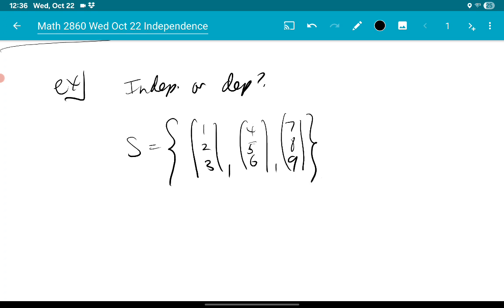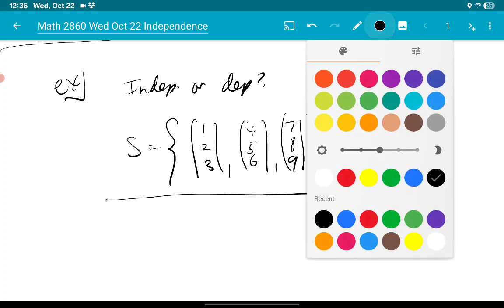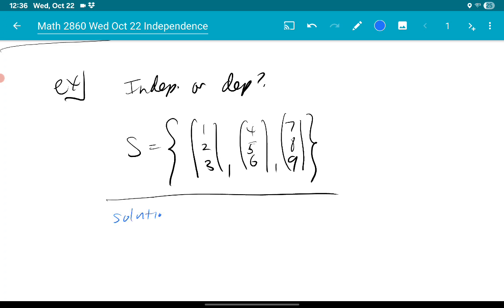Now I could play around with it for a while if I wanted to. So here's the solution. I can't immediately tell like I could in the last examples. We're trying to find out, can we combine two of these with scalars in front of them to get the third one, the other one? It's not so clear here.